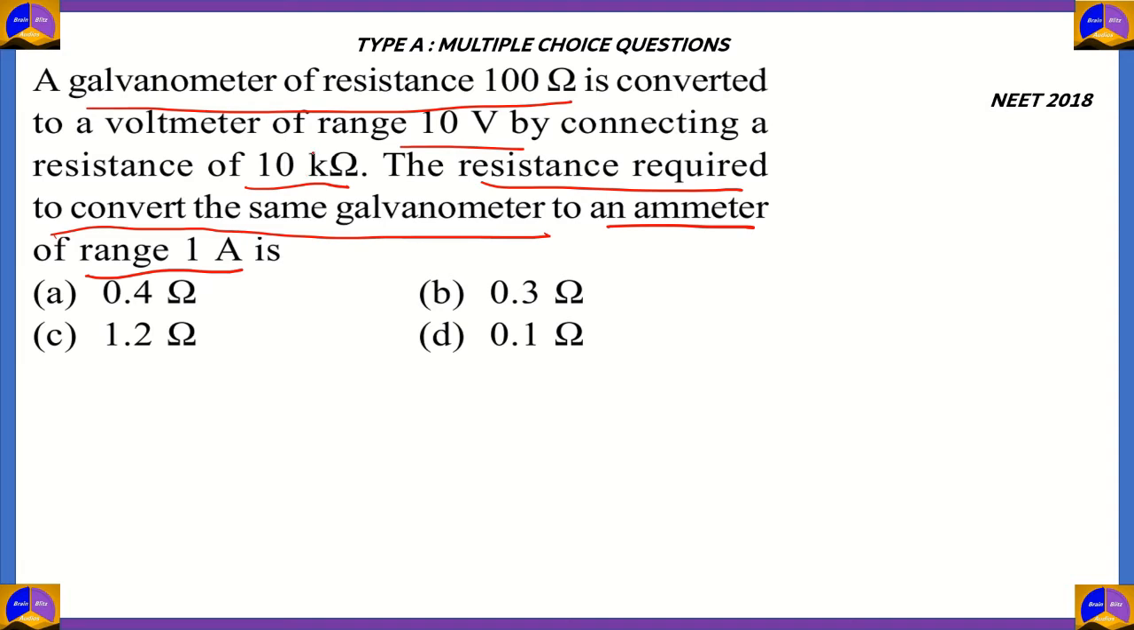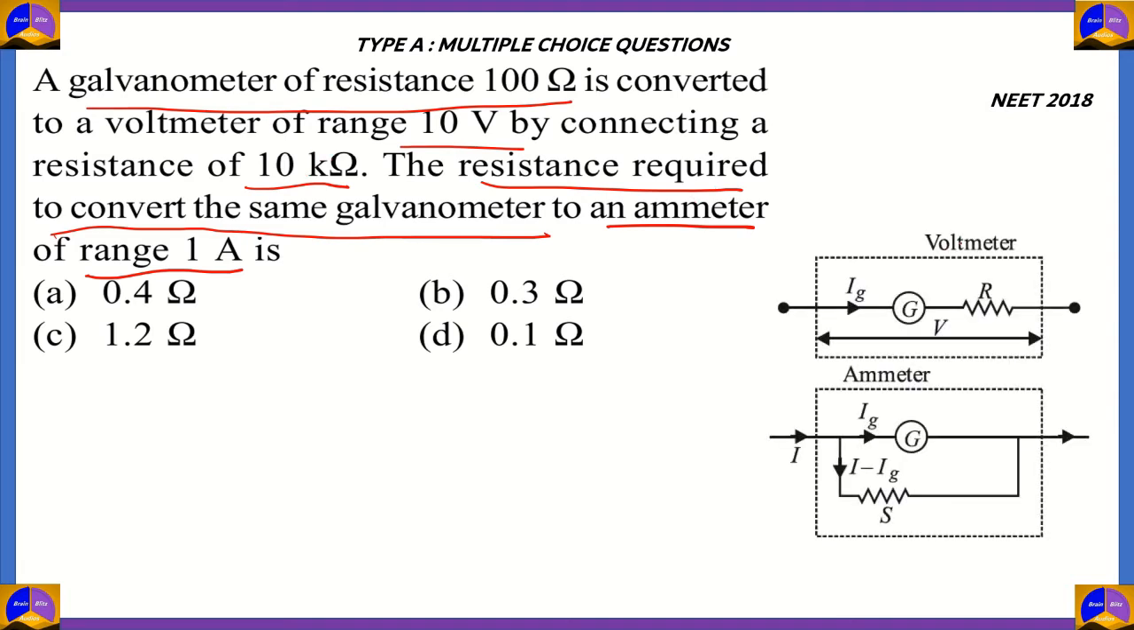So we have the setting of a voltmeter. Voltmeter has the resistance connected in series, and ammeter has the resistance connected parallel to it, so it's a shunt resistance. So now we know that the range of voltmeter is 10 volts, and we also know that the galvanometer resistance is 100 ohms, which we can write as 0.1 kilo ohms, because the resistance that is given in series is 10 kilo ohms.